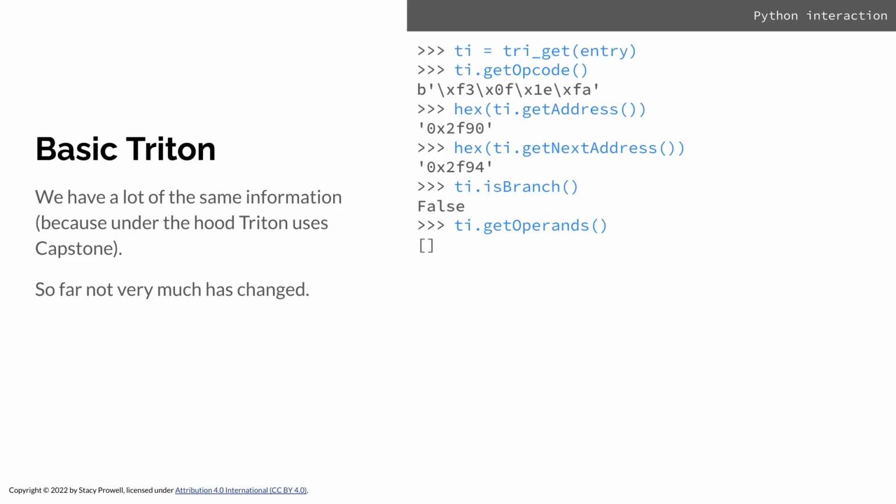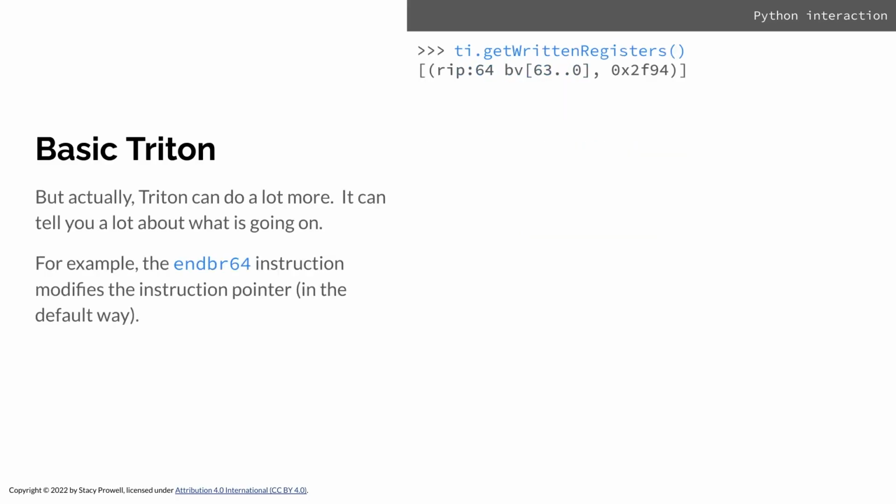So far, not much has changed. The interface is slightly different. We shouldn't necessarily expect a lot to change, because under the hood, Triton is in fact using Capstone. But at least we can get the same kind of information. I can get the registers that are written, or the registers that are read. And you'll see here, it tells me that for ENDBR64, instead of getting back an empty set, which I might get from Capstone, I'm told RIP, which is a 64-bit register, is in fact written, and it's written with 2F94. That's going to be the next address. That's pretty neat.